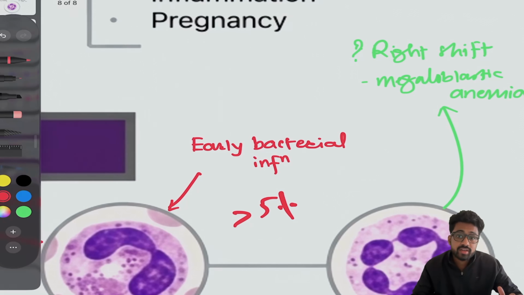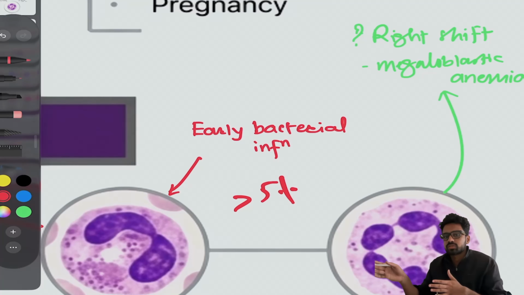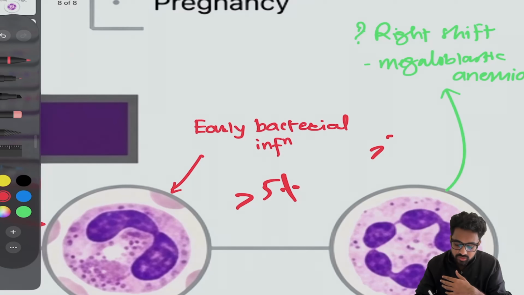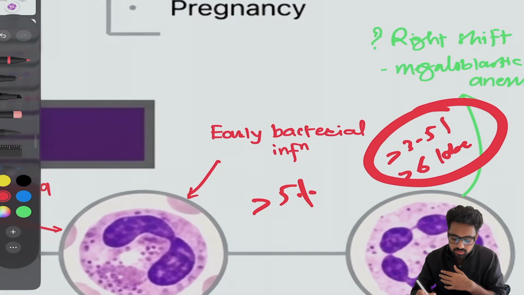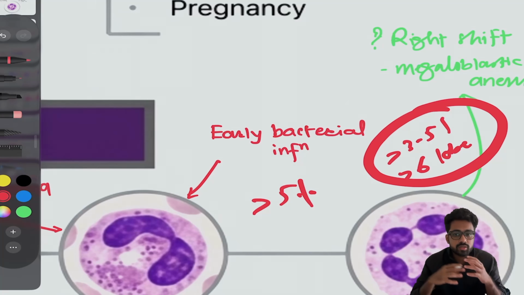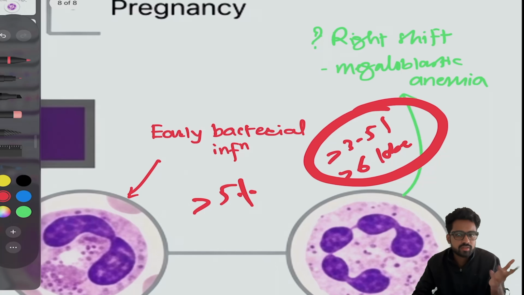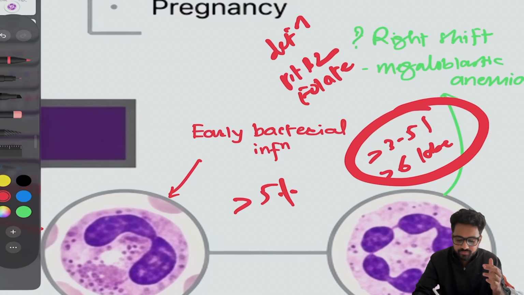Then what is the right shift? So we learned what is the left shift, but right shift means there are more mature neutrophils in the blood, like hypersegmented neutrophils, which is the criteria if greater than 5 lobes, and if greater than 6 lobes. So this is the criteria for hypersegmented. If we get more hypersegmented, we call it a shift to right. There are various conditions. Most commonly, we can see this in megaloblastic anemia in our day-to-day clinical practice due to vitamin B12 deficiency or folate deficiency. Remember this.